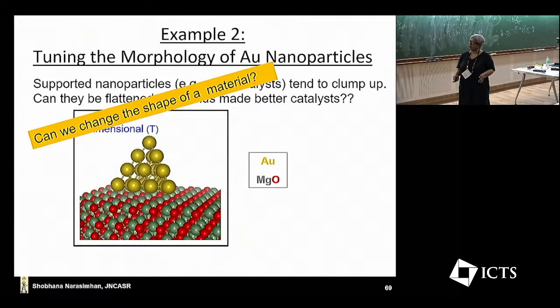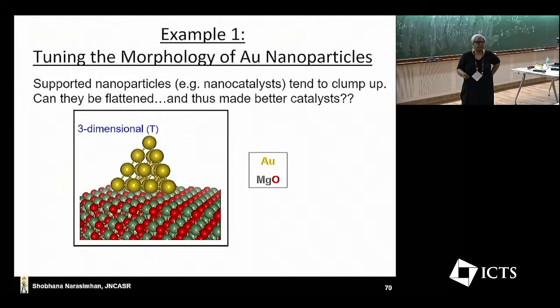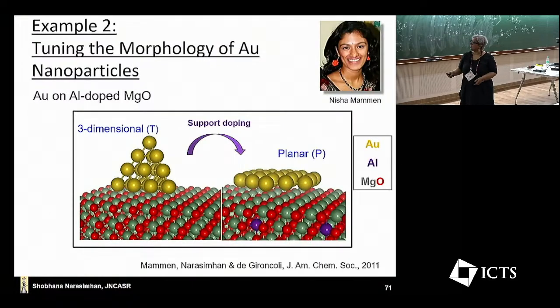So we were looking at gold, and the first thing we asked here is whether we can change the shape of a nanoparticle. Now, when you put these nanoparticles on the oxide, they clump up into a 3-dimensional shape. And we had reason to believe that if you do what is called doping of the oxide, then it will lie flat instead. It will form a planar shape instead of a 3D shape. So the prediction from the calculation was that, for example, if you have magnesium oxide as your support, and you replace some of the divalent magnesium by trivalent aluminum, it will become planar. So this was a calculation.